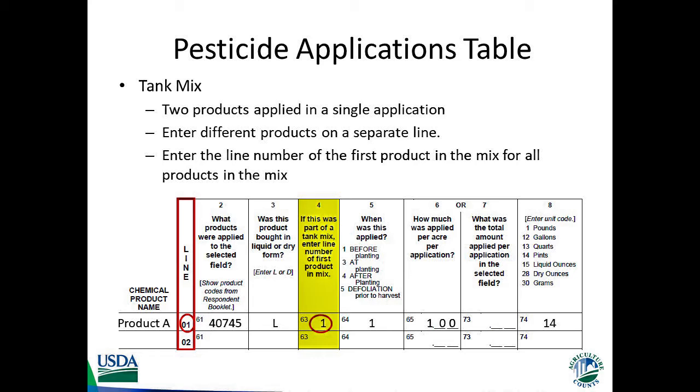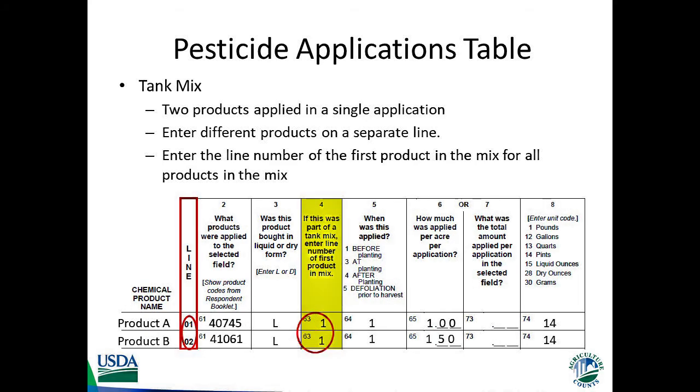In this example, we are going to show how to record a tank mix between two products, which we will simply call Product A and Product B. These two chemicals were applied together on the selected field, and we are putting them on line 1 and line 2. In this first example, we are putting 1 pint of product A onto the field on line 1. In column 4, we are indicating that this is part of a tank mix and that line 1 is the first line in that tank mix.